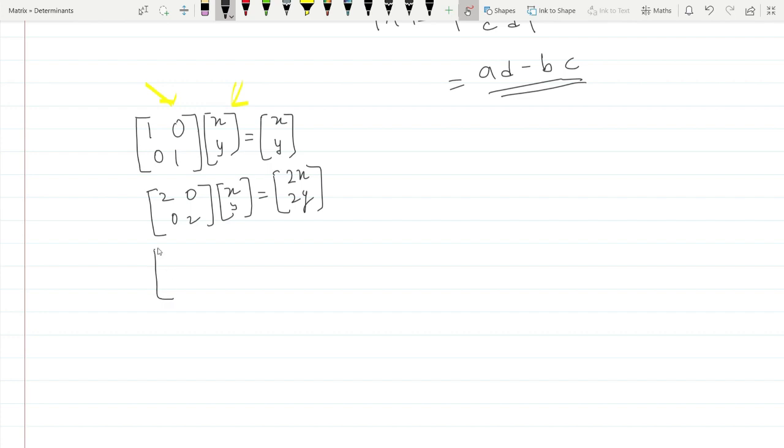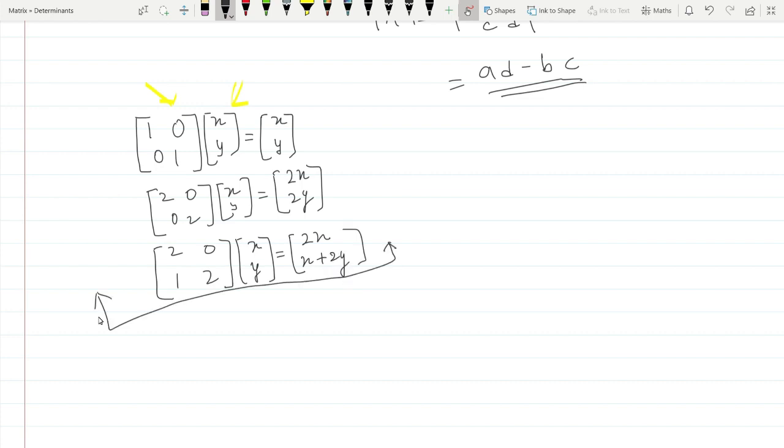Now let us do one more iteration. 2 0 1 2. Now it will become 2x and x plus 2y. Now let us see how matrix multiplication transforms an object in 2D space.